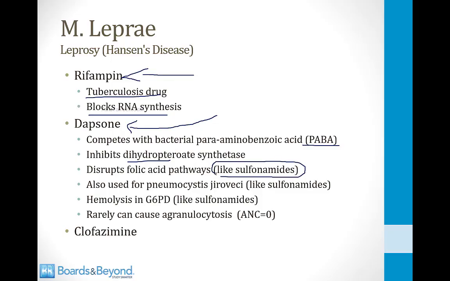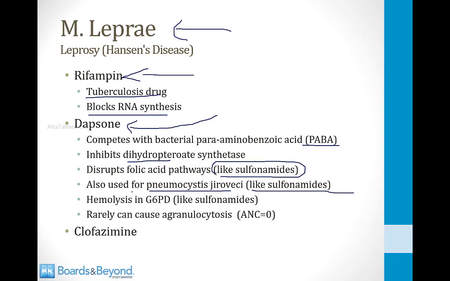It's only used in 2 situations that you need to know about for step 1. The first is this one, to treat Mycobacterium leprae, as we've been talking about. And the second is to treat Pneumocystis jirovecii, which causes pneumocystis pneumonia in patients with HIV/AIDS. And the drug of choice in that situation is sulfonamide, so you can just remember dapsone works the same way, and therefore it's a backup drug to sulfonamides for pneumocystis.